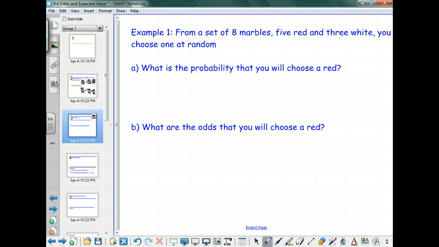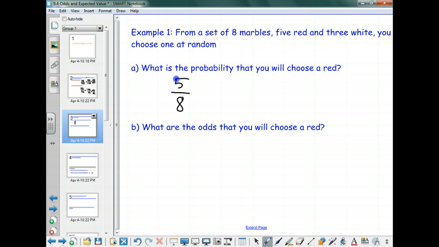Okay, we've got a container of marbles. You're reaching in, kind of like our box problems where you're drawing letters with blocks, we're drawing marbles from a box. We have 5 red and 3 white marbles, a total of 8 marbles. If we want to know the probability that we will choose a red, this is old stuff. What's the probability that I reach in and choose a red marble? 5 eighths, right? I draw a red out of the total 8.